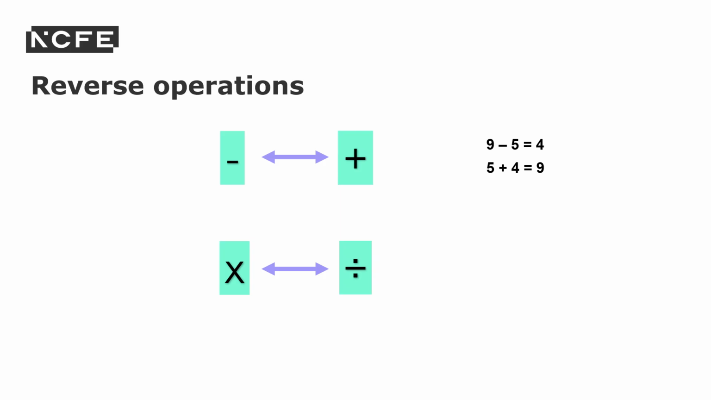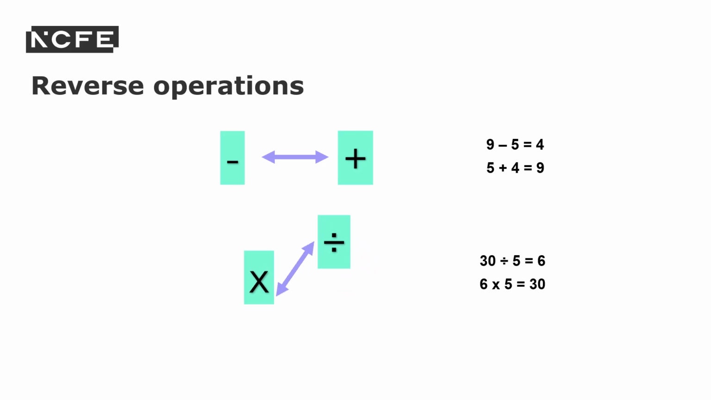The opposite of multiplication is division and vice versa. So to check a division calculation, we can complete a multiplication. And again, vice versa. So we've got 30 divided by 5 is 6. Let's check that. Well, is 6 times 5 30? Yes, it is. So we can check that.